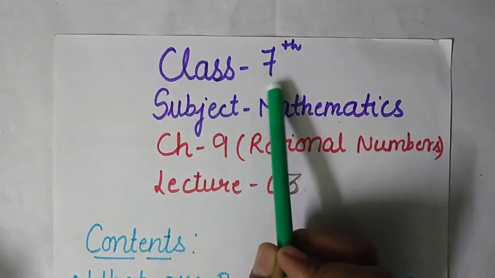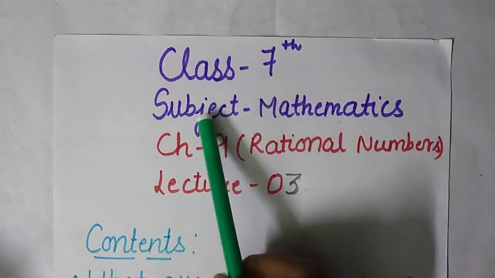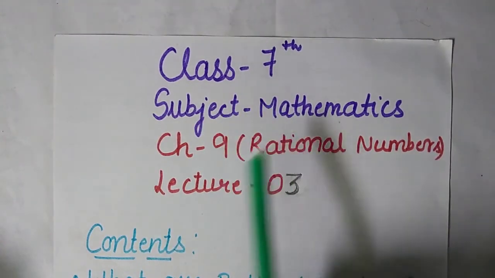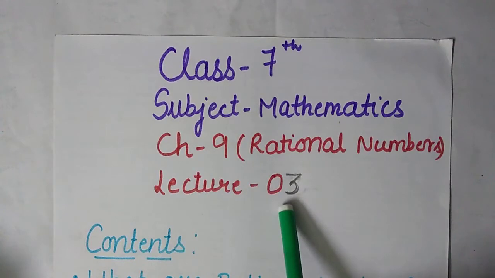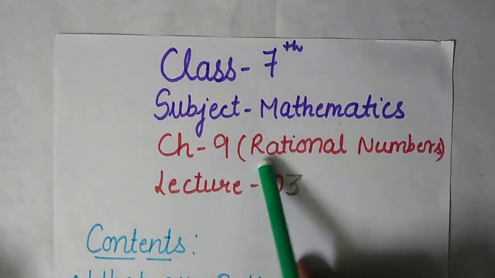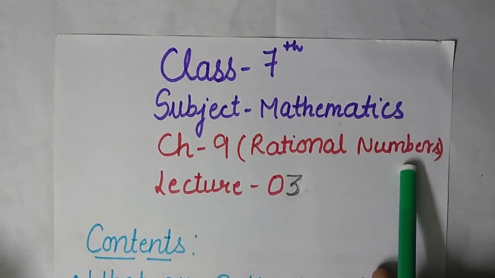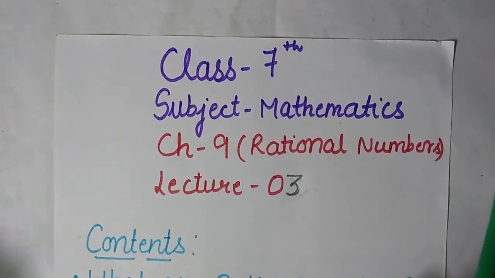This video is for the students of class 7th, subject mathematics, and this is lecture number 3 of chapter number 9, rational numbers. Up to here we have completed 2 lectures. In lecture number 1 we have learned introduction to rational numbers, what are rational numbers, then how to compare the rational numbers. This we have learned in lecture number 2.